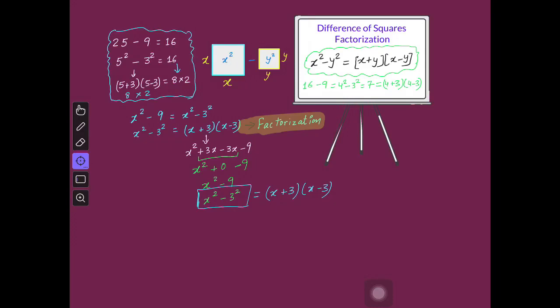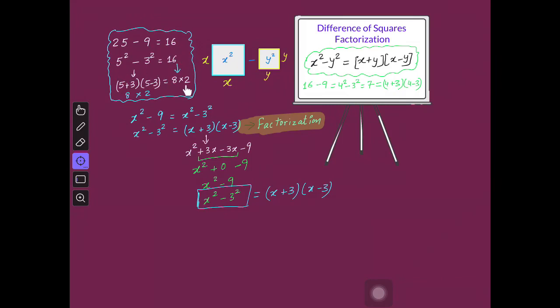Hi guys, this is the second video for difference of square factorizations. So we can see a big square and a small square. So it's basically difference of squares. I have given some numbers here, like square numbers 25 and 9, which is 5 square minus 3 square, and it is 16 of course.